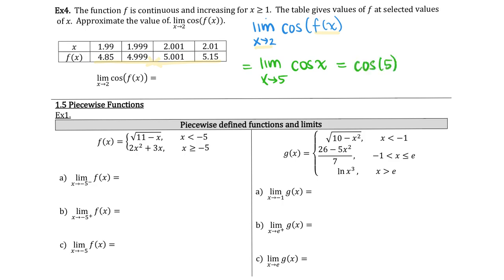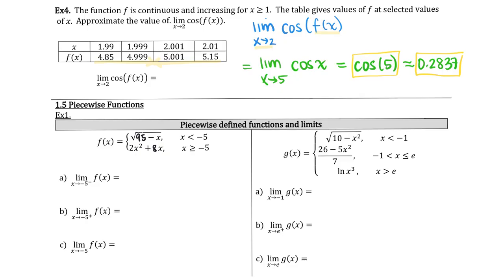And then depending on if they want an exact answer or an approximation, I could leave it as cosine 5, or I can put it in my calculator and call it 0.2837. You could leave it like this, or you could put it like this because it does say to approximate it.